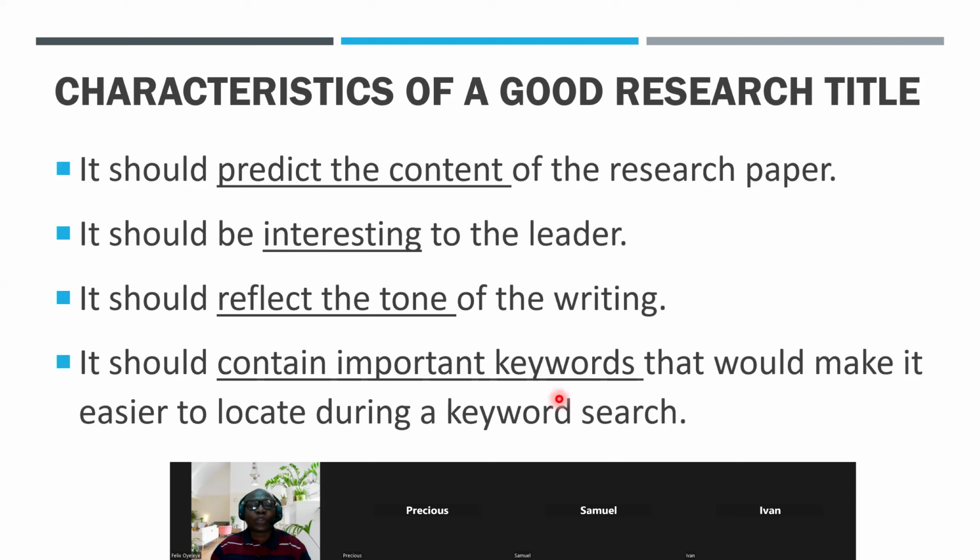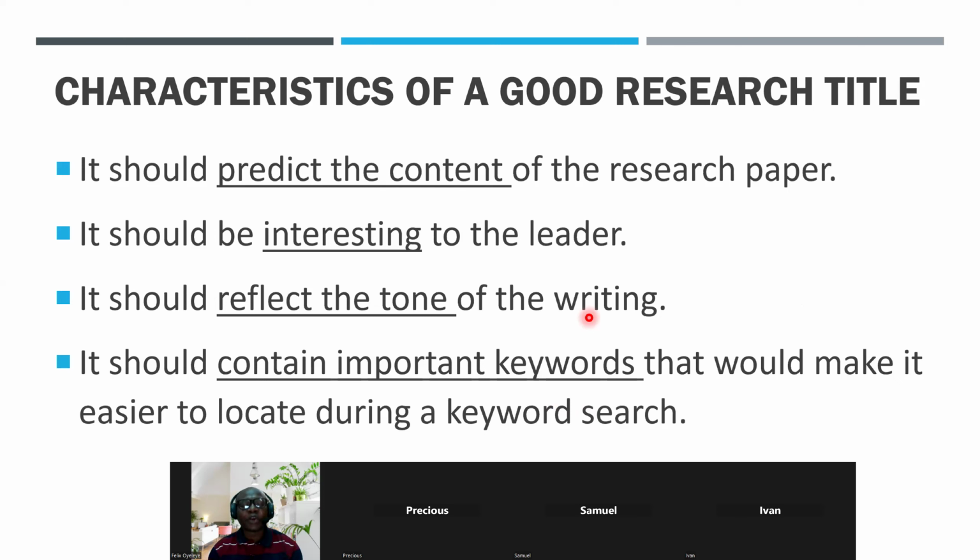Now, generally, the characteristic of a good research title: number one, it should predict the content of the research paper. What is the content of the paper? It should clearly predict that. Merely looking at your title, somebody should be able to tell what findings you have in that paper. And number two, it should be interesting to the readers.